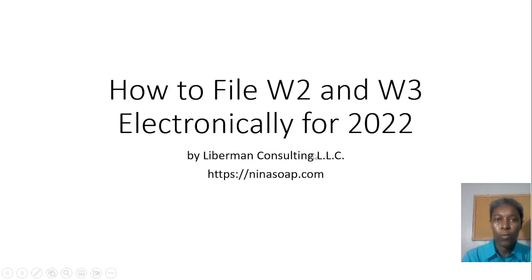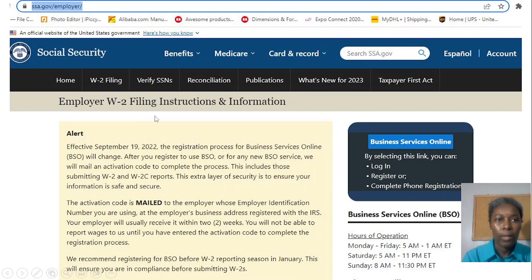register with the Social Security Administration, and you can do that on their website at ssa.gov/employer if that's your first time. And then you pull your payroll record for 2022 that you want to file for.